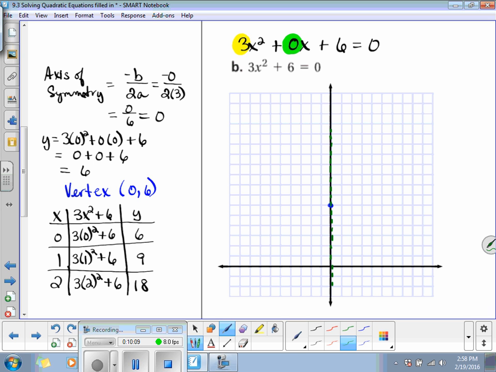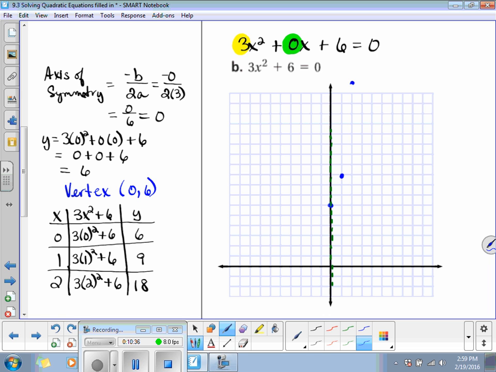All right. And now we can put the other two. So we've got 0, 9. I'm sorry, 1, 9. So this is 1, that's 6, 7, 8, 9. And then we've got 2, 18. So this is 2, that's 9, 10, 11, 12, 13, 14, 15, 16, 17, 18 is up here somewhere.